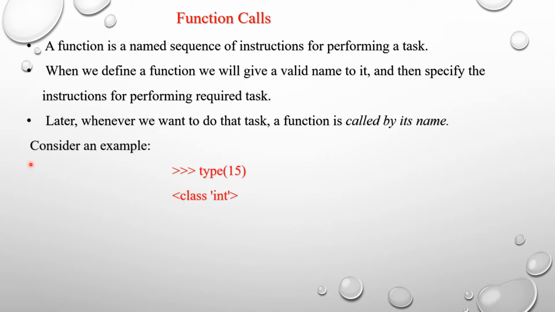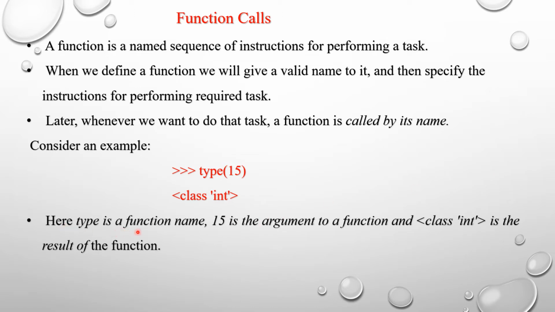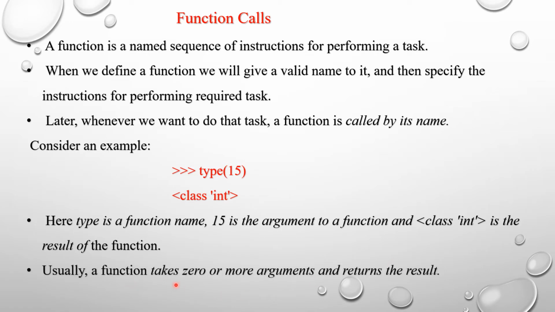For example, type of 15. Here type is the function name, and 15 is the argument to the function. The class int is the result of the function. So usually a function takes zero or more arguments and returns a result. In this particular example, the result is int.